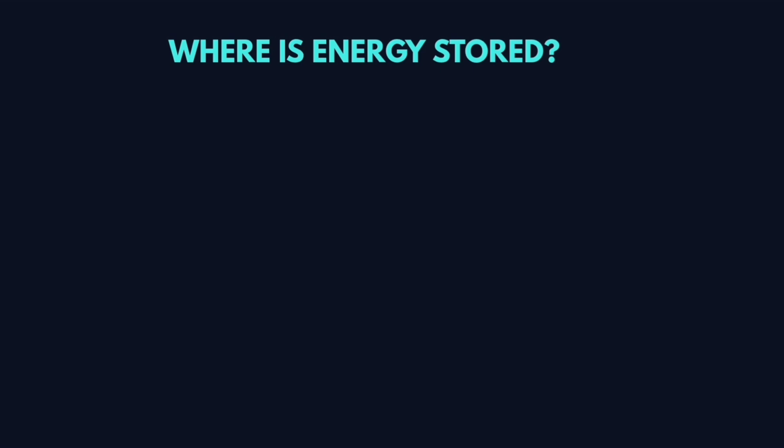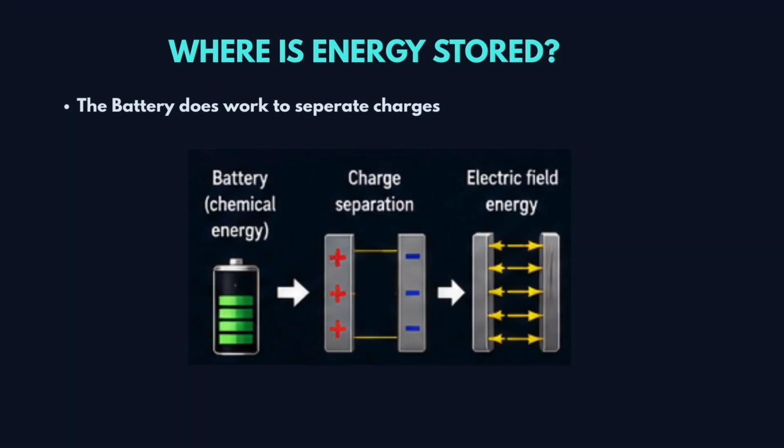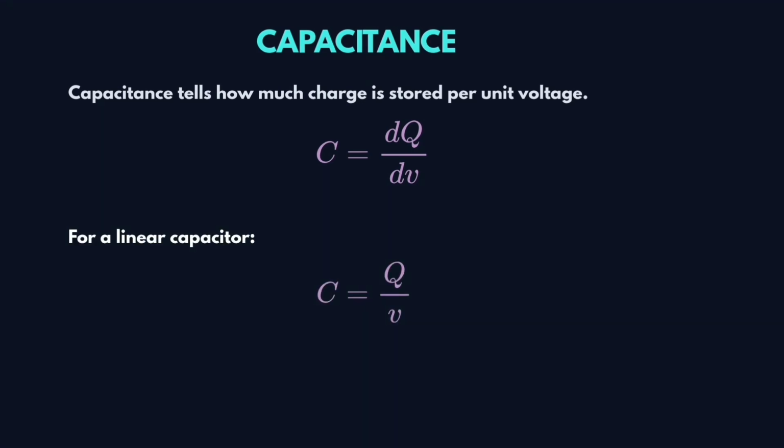Where is energy stored? The battery does work to separate charges. It removes electrons from one plate, adds electrons to the other plate. That energy is stored in the electric field. Capacitance. Capacitance tells how much charge is stored per unit voltage. General definition is given as C equals dq by dV. For a linear capacitor, C equals Q by V. And the unit is farad. Higher capacitance means more charge stored for the same voltage.